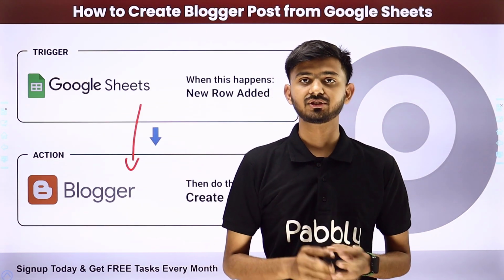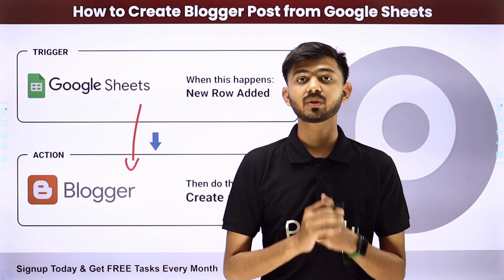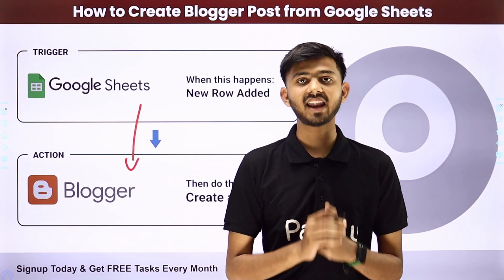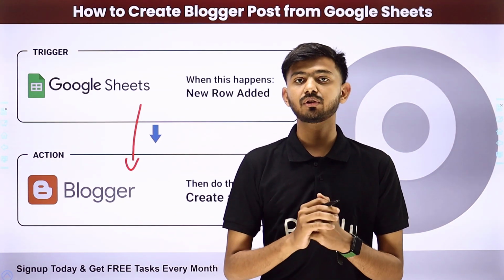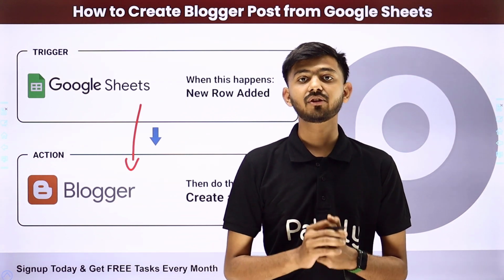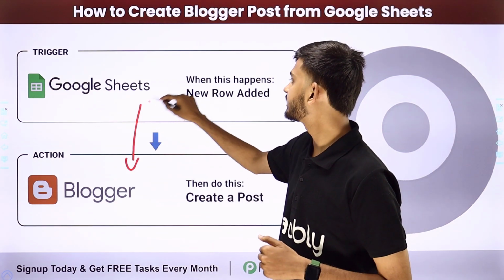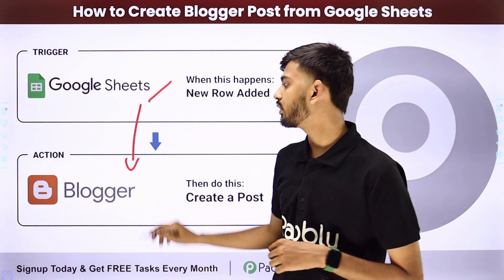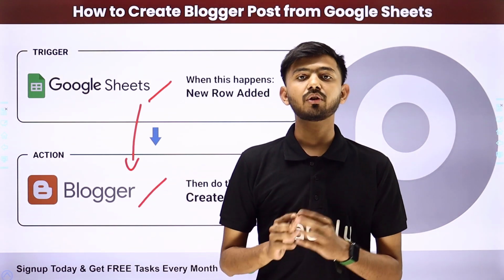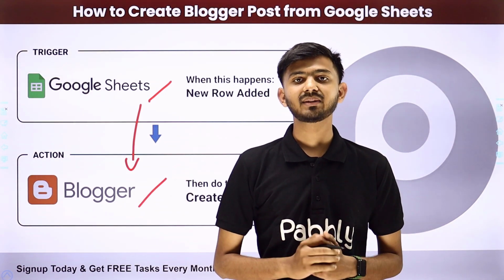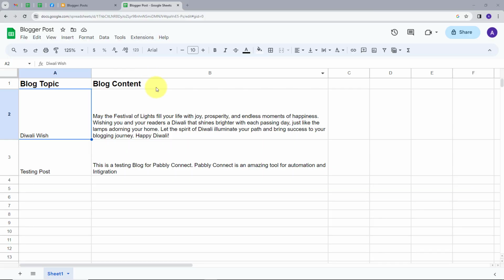For creating this integration, we are going to use Pabbly Connect, which is an amazing software for automation and integration. In Pabbly Connect, we are going to use trigger and action. In trigger application, we are going to use Google Sheets, and in action application, we are going to use Blogger. So how am I going to create this integration? For that, let me take you to my computer screen. I hope you can all see my computer screen.